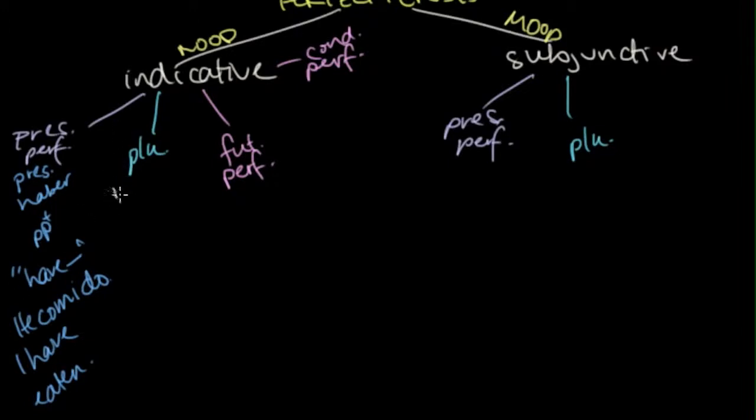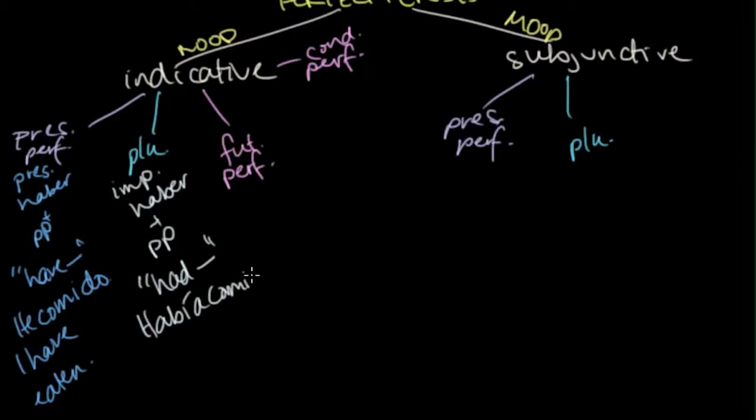So the pluperfect is formed with the imperfect of haber plus the past participle. It means had something, and our example is había comido, which means I had eaten.